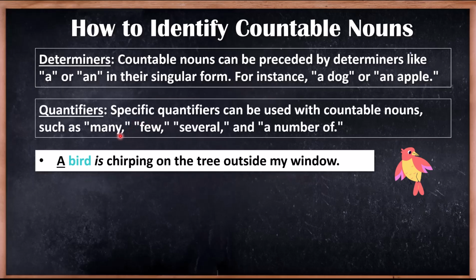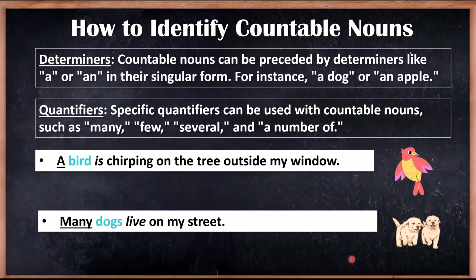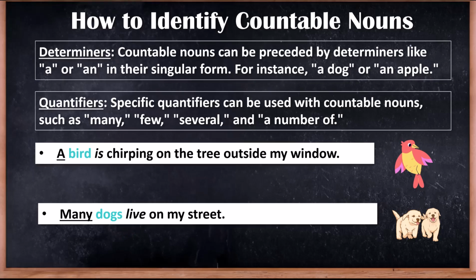We can also use certain quantifiers with countable nouns, such as many, few, several, and a number of. For example, many dogs live on my street. Here we have the quantifier many and the plural countable noun dogs and a plural verb live.